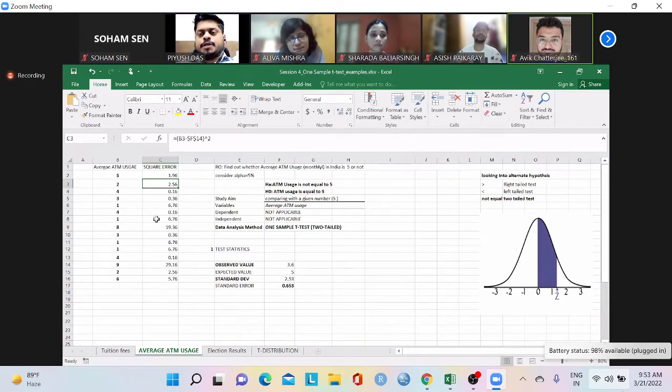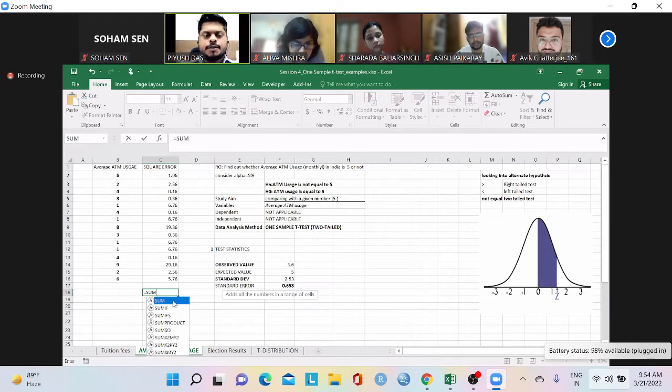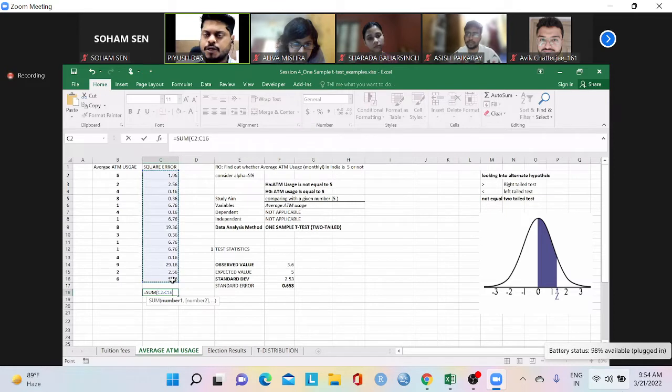So my point is 5. My mean is 3.6. 5 minus 3.6 is how much? 1.4. Square of 1.4 is 1.96. Got it, sir. Thank you. So now I take the sum of it. So this is my total square of errors, right? Sum of square of errors. If some of you have gone through regression, this is where you find sum of square error. In ANOVA also we'll discuss that.